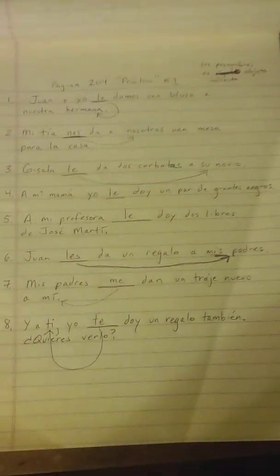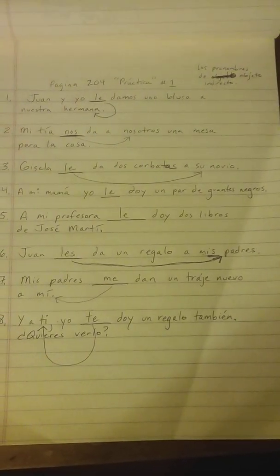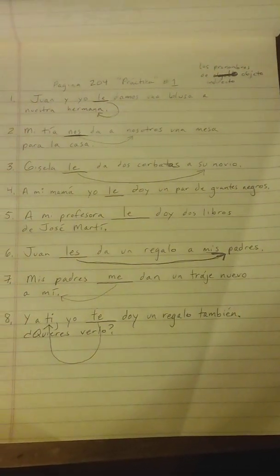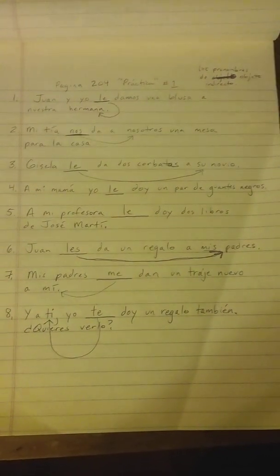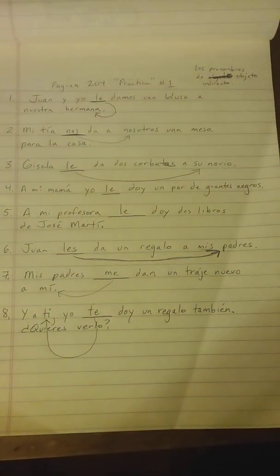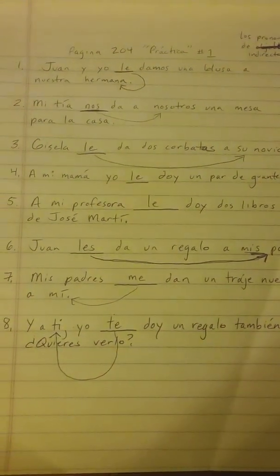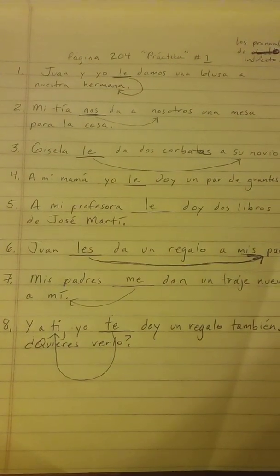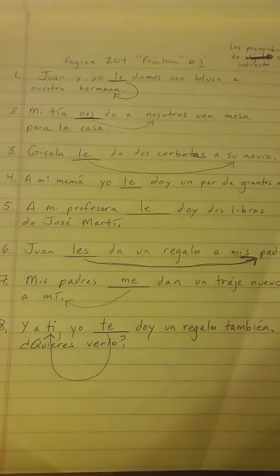And then pay attention closely, because in each one of these sentences, there's actually something that gives you a clue for each one of them as far as who the recipient is. Remember, an indirect object pronoun answers the question for whom or to whom. So think about that as we go through the questions. Número 2. Mi tía nos da a nosotros una mesa para la casa. My aunt gives to us a table for the house.